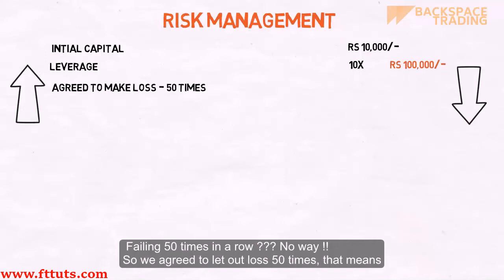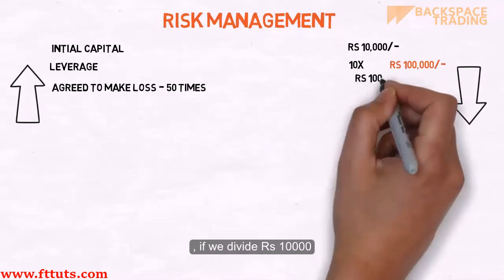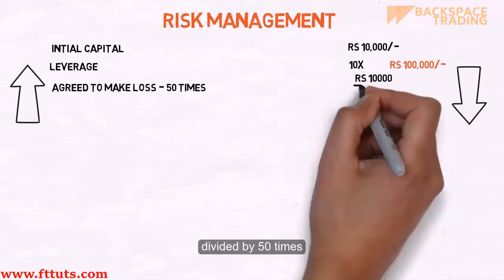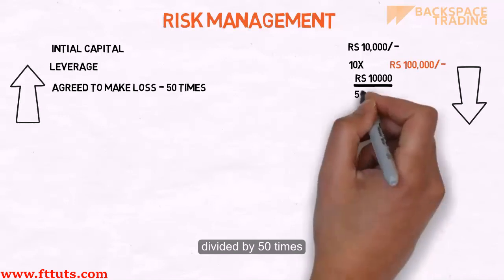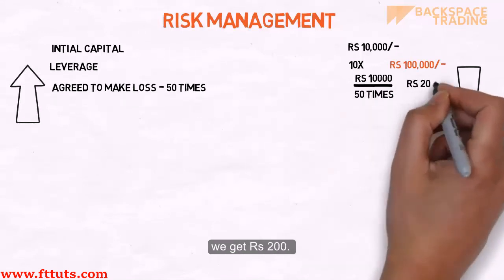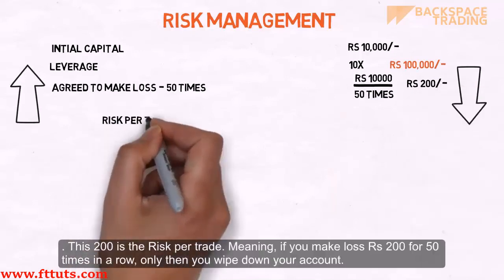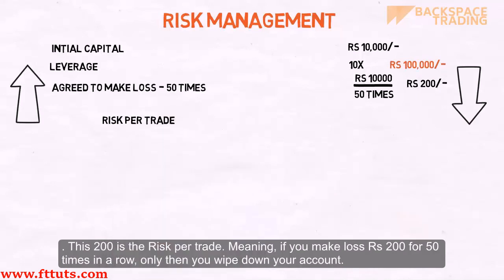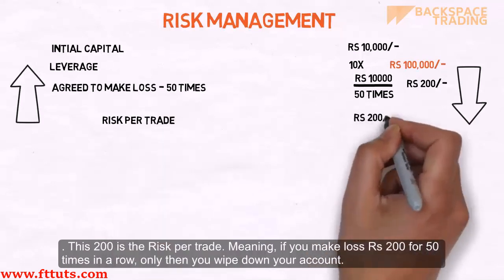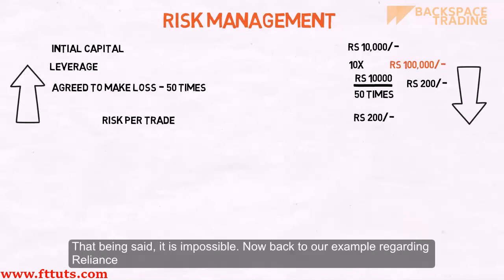That means if we divide the total capital that we have, which is 10,000 rupees, divided by 50 times, that gives rupees 200. This 200 is the risk per trade, meaning if you make a loss of 200 rupees 50 times in a row, only then you wipe down your account. That being said, it is impossible.